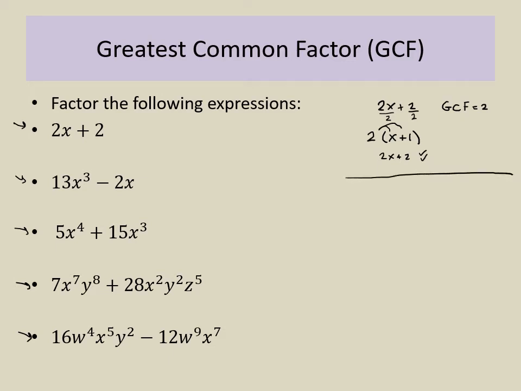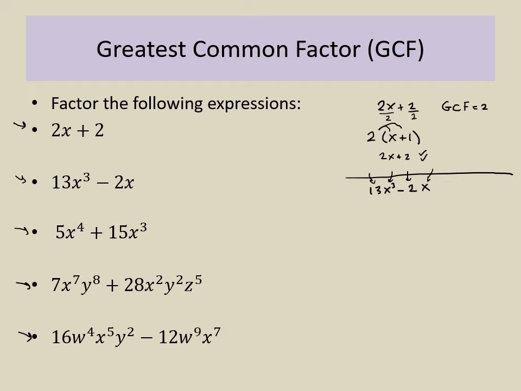The next one we have is 13x cubed minus 2x. So let's take a look at the constants first. We have 13, we have 2. Is there any common factors here? The answer is no. What about the variables? We have x cubed, and then we have x. So yes, there is a common variable here.